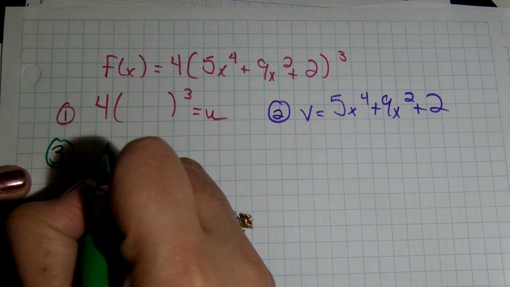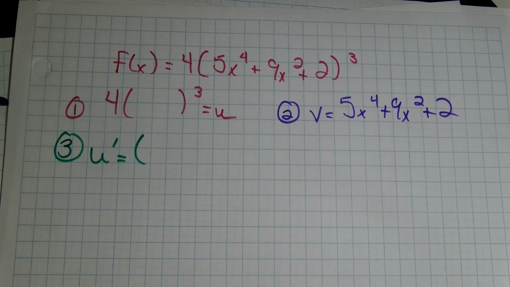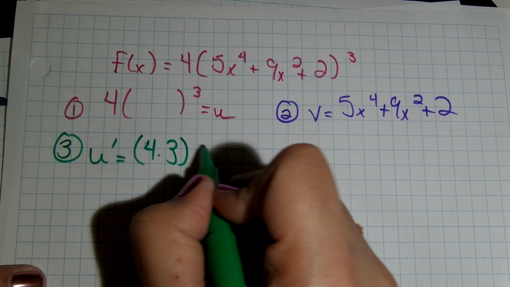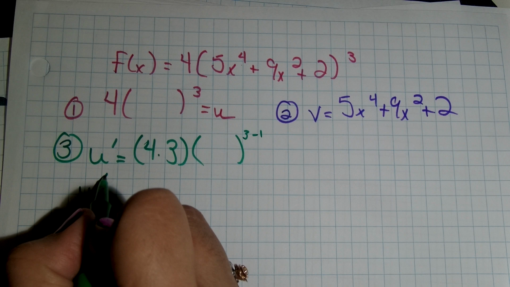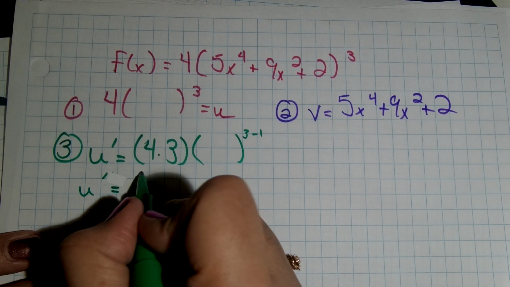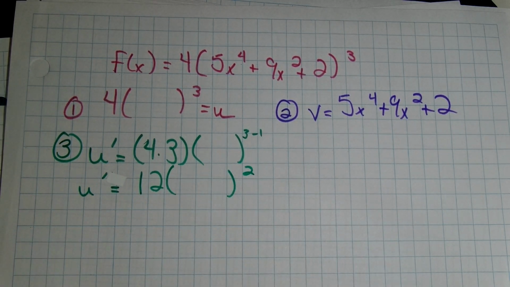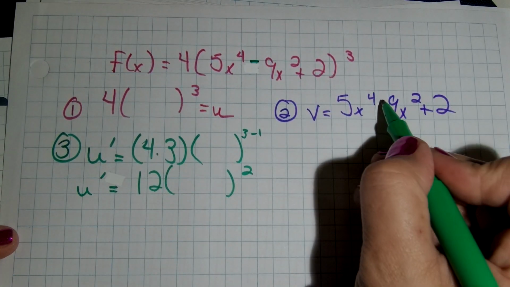Okay. Step 3. What's step 3? Find u prime. So how do I find u prime? By 6. Mm-hmm. And then? Very good. 12 something squared. Isn't it minus 9x squared? Is it minus 9x squared? It is. Thank you. Okay.